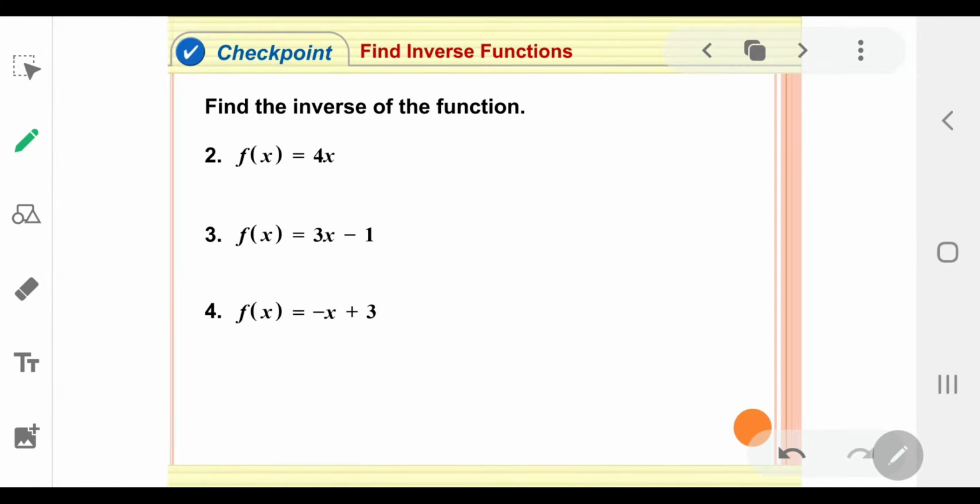Now it's your turn. Pause the video and try to answer those 3 questions of the checkpoint.